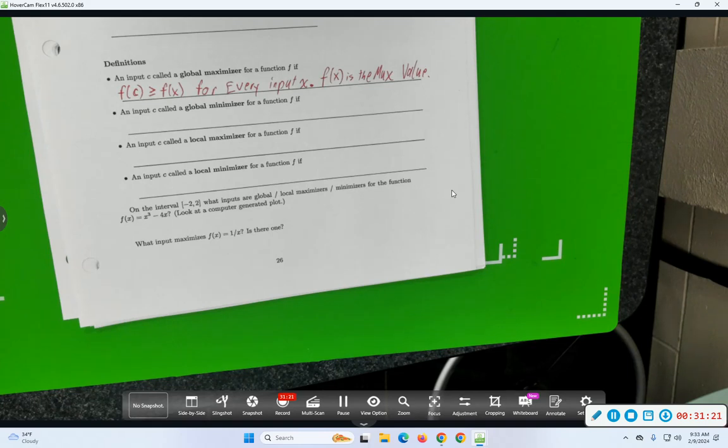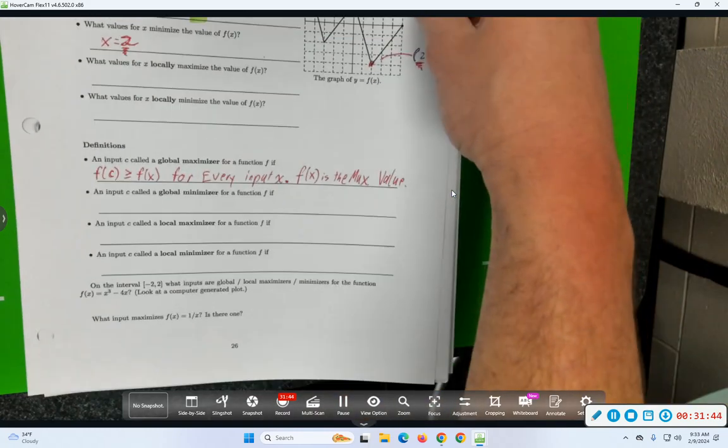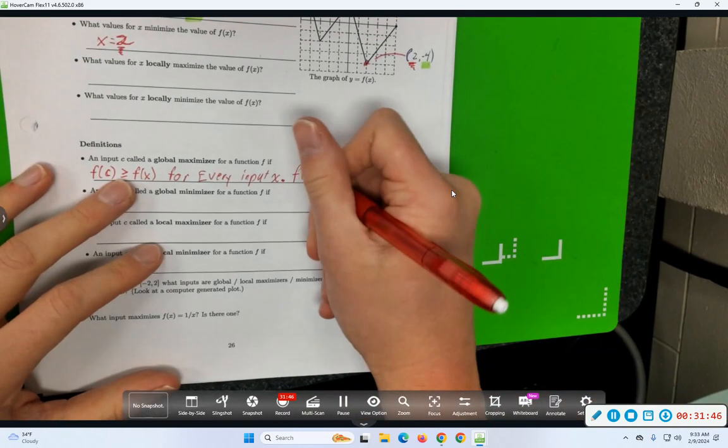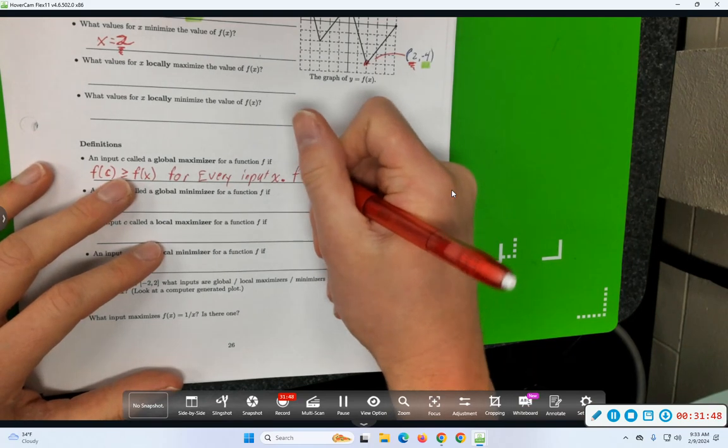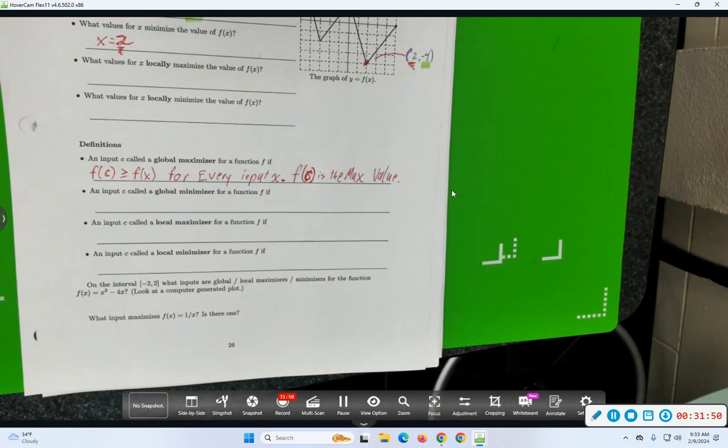What if I wanted to minimize? How would I change that if I wanted to describe a minimum value? If f of x is the maximum value, that should be a C. So let's read this again and do a quick sanity check.